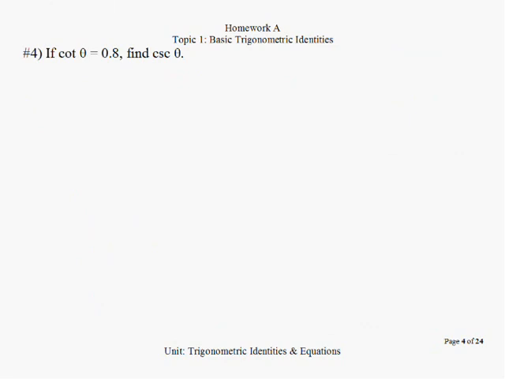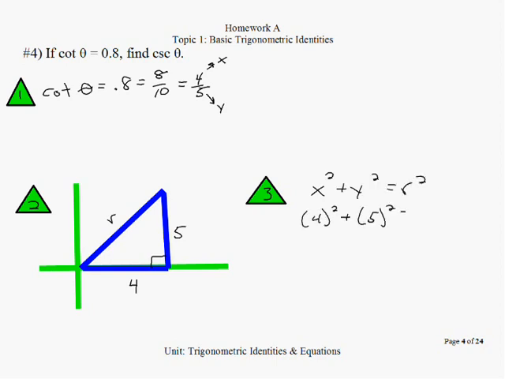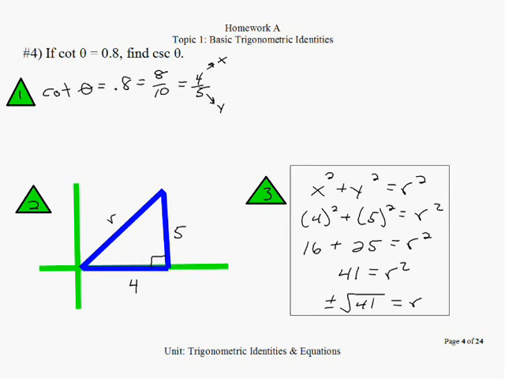Number 4, cotangent of theta is 0.8. As a fraction, that's 8/10, which reduces to 4/5. Since cotangent is x over y, we're saying x is 4 and y is 5. Don't know what r is. If we use the Pythagorean Theorem, we can figure out what r is. 16 plus 25 is r squared. 41 equals r squared. R is plus or minus square root of 41. We're in quadrant 1, although it doesn't matter what quadrant we're in. R is always a positive number.